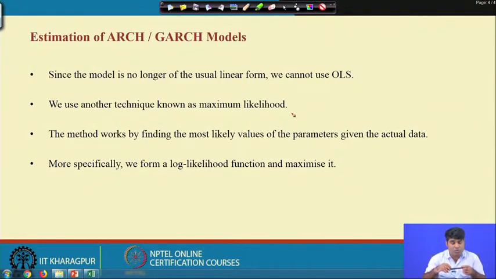So what we do here is deploy another technique, which is called MLE, maximum likelihood estimation, and the method works by finding the most likely values of the parameters given the actual data. More specifically, we form a log likelihood function and then maximize it.